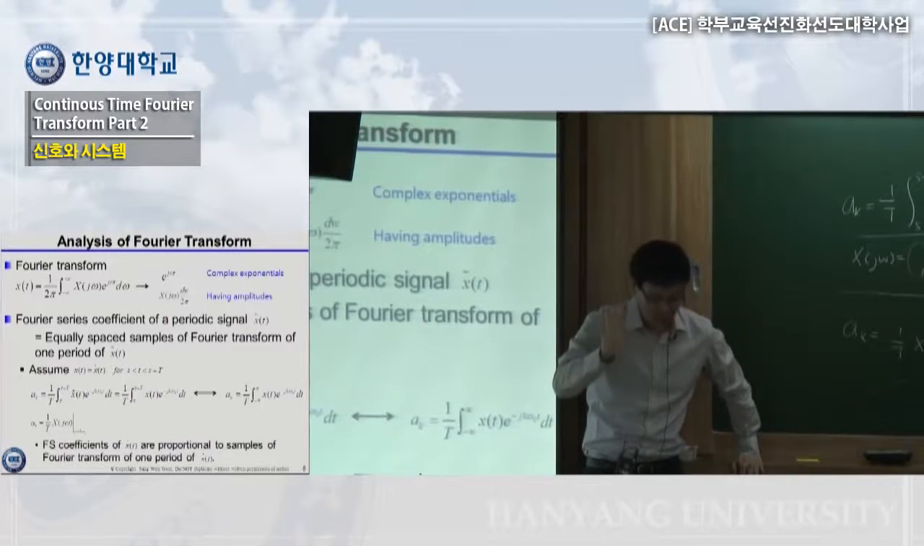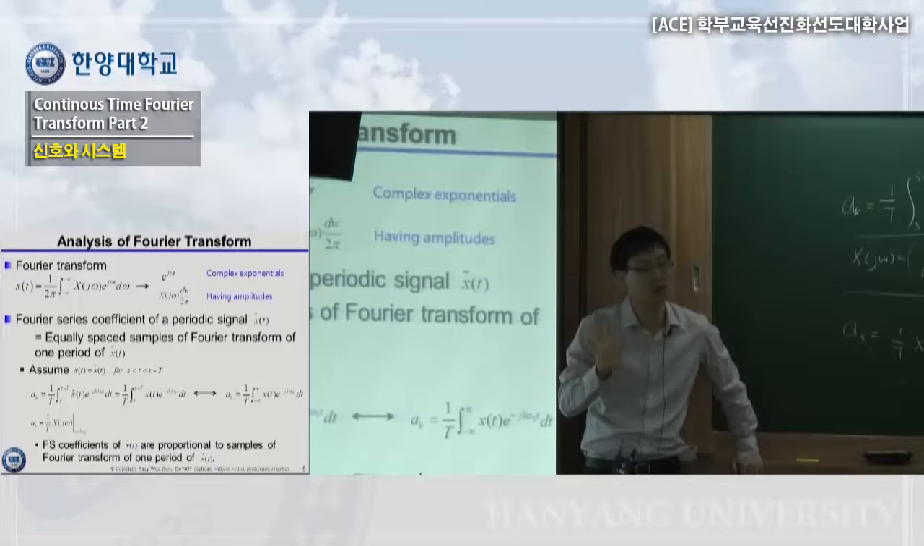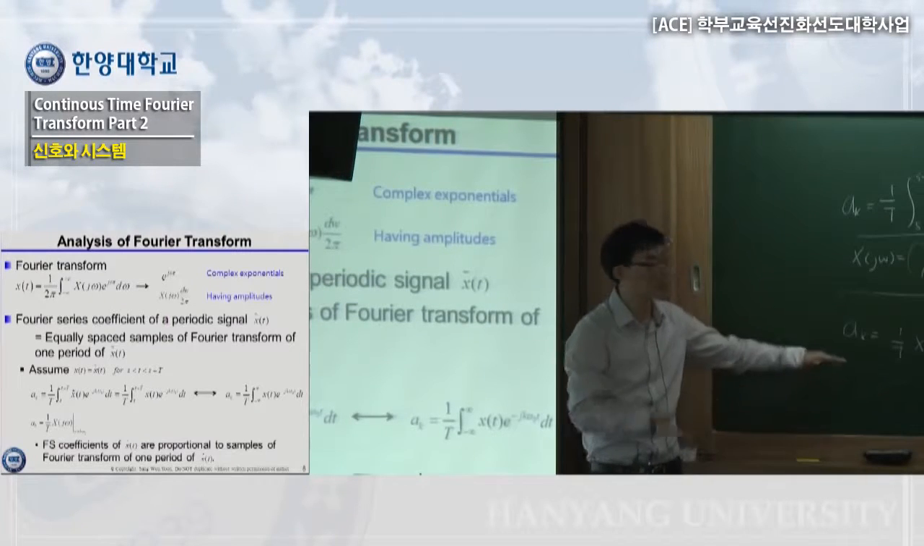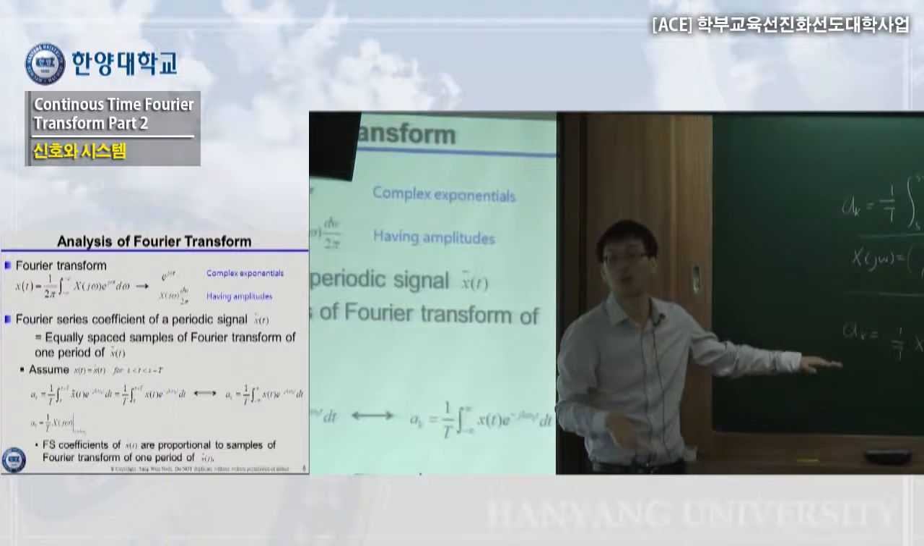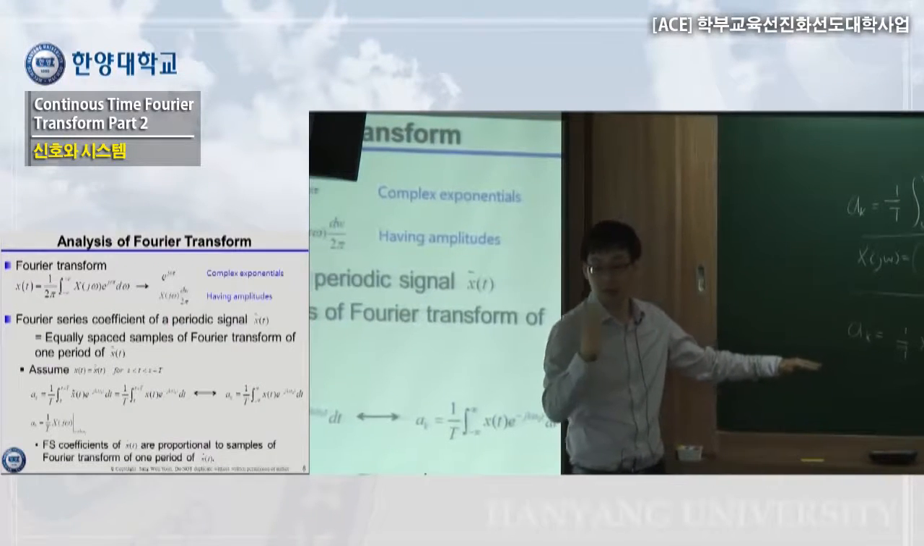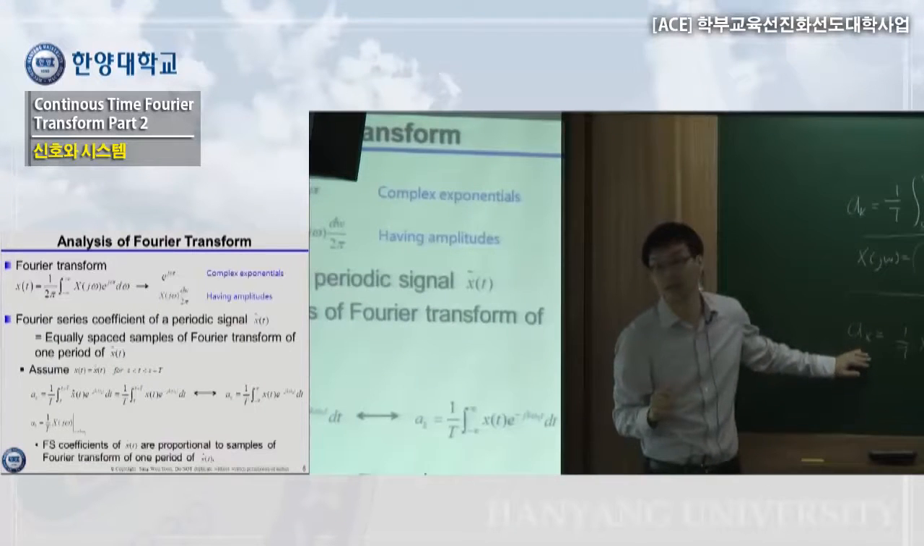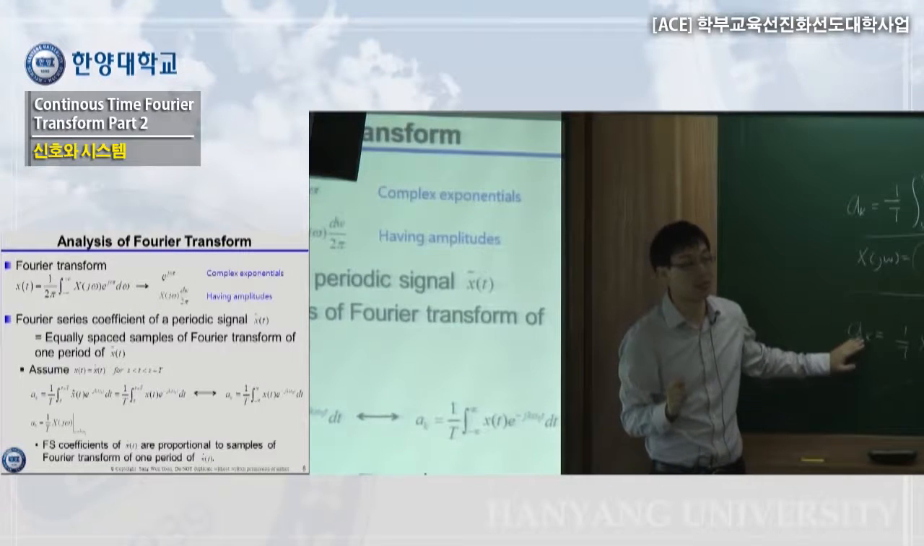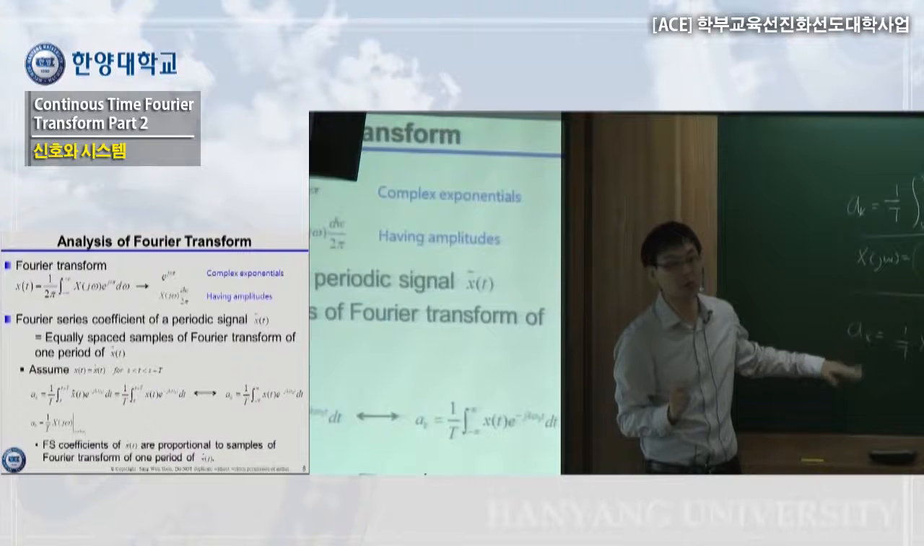Anyway, one thing you have to make sure of is that the Fourier series is only valid for periodic signals. It is not valid for aperiodic signals. So this equation is only valid for periodic signals, because for a non-periodic signal, this a_k does not exist. So keep in mind, if the signal is not periodic, don't use this equation.